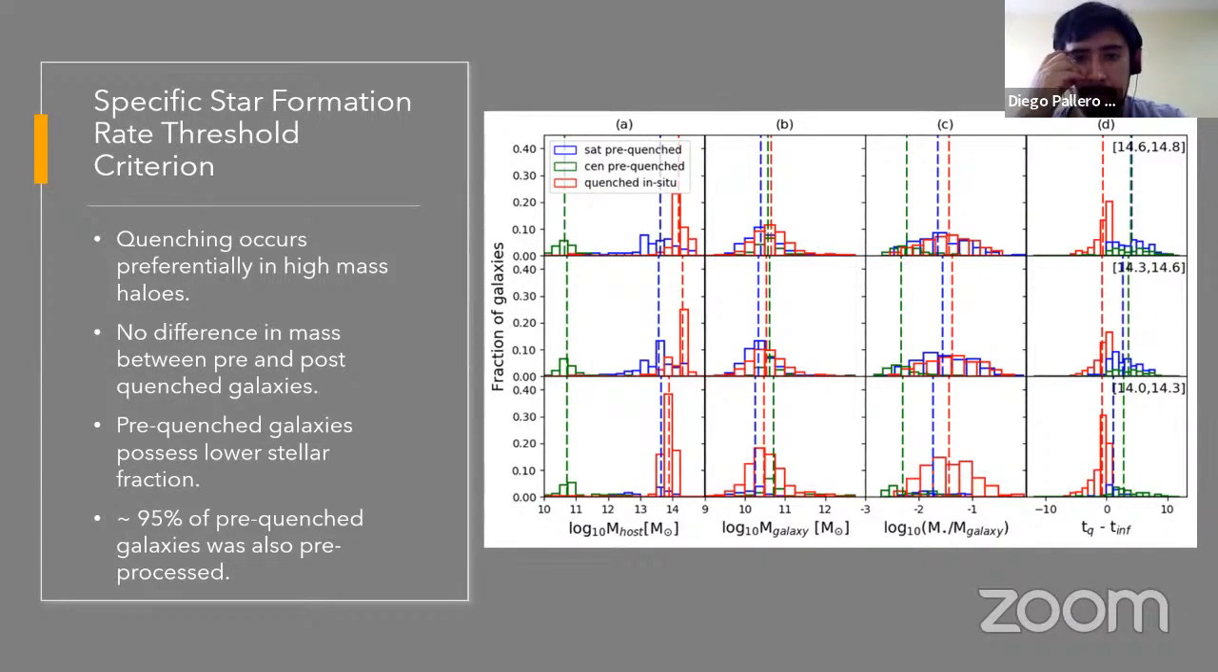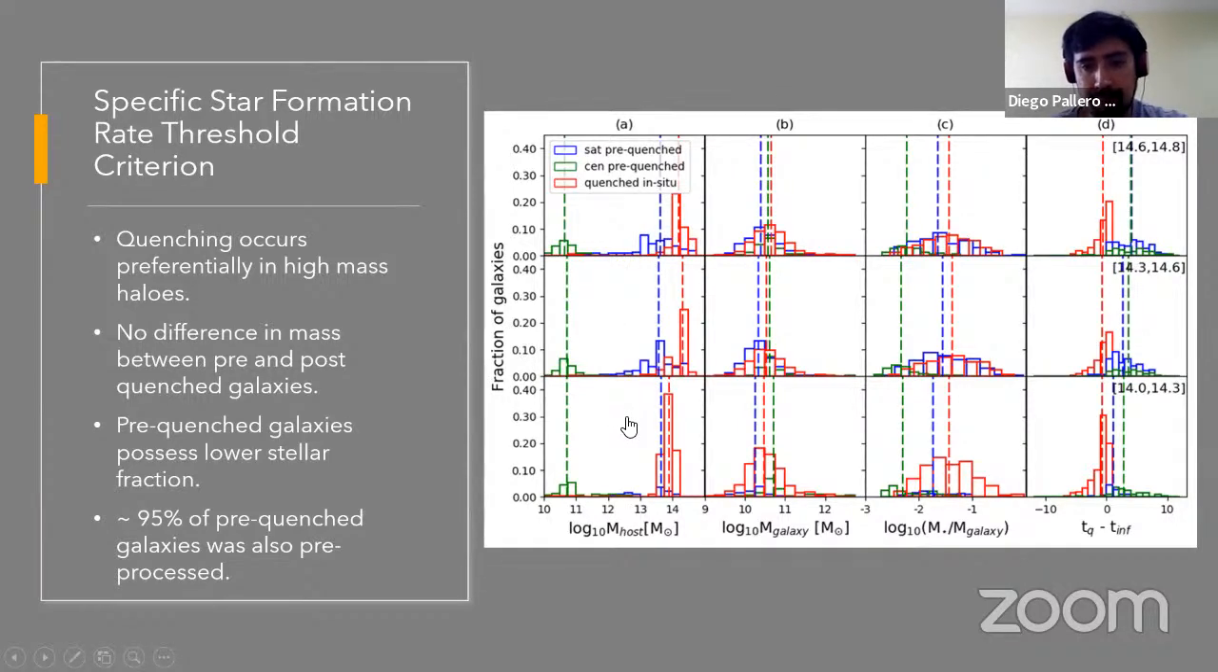But what is really interesting here is that, contrary to what we found for the pre-processed population, or these strong drops, the quenching time, so when the galaxy crosses this threshold in specific star formation rate, usually takes place in massive groups of galaxies or galaxy clusters, judging from the mass of the host at this time. This holds regardless of whether the galaxy was quenched within the same structure we are studying, represented by the red bars, or as a satellite of a different structure, represented by the blue bars.